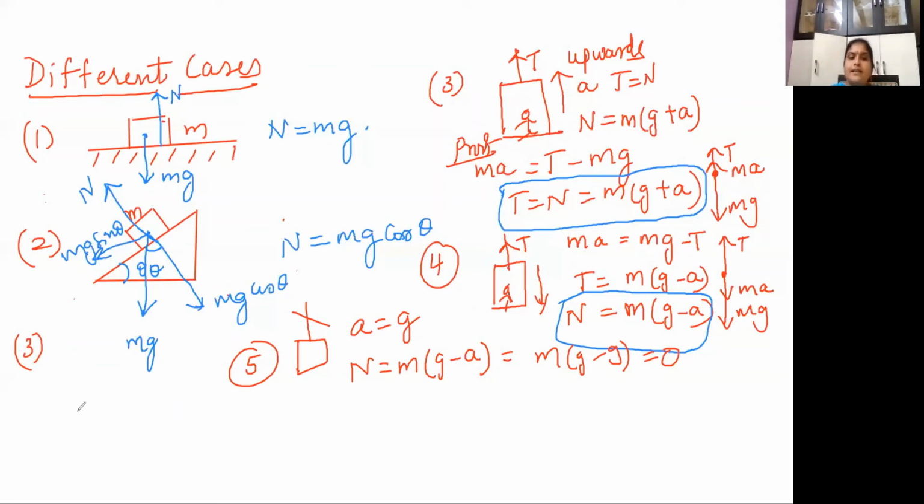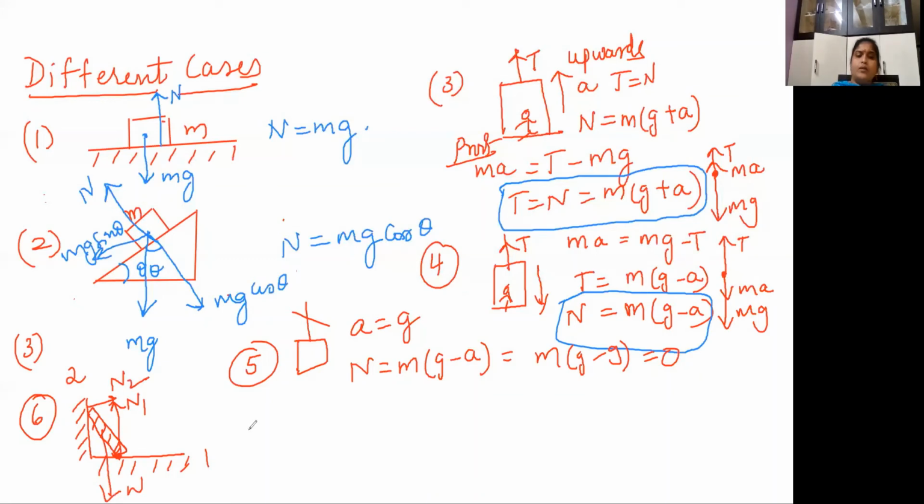Now for the accelerated frame, let us take any other case. Suppose we take a ladder like this, and we are placing the ladder on this. Here there is a contact, so there will be a normal reaction due to the first surface. Similarly, normal will act due to the second surface, and weight will act vertically downward. In this case, N1 can be equal to weight, but N2 is not related to weight.